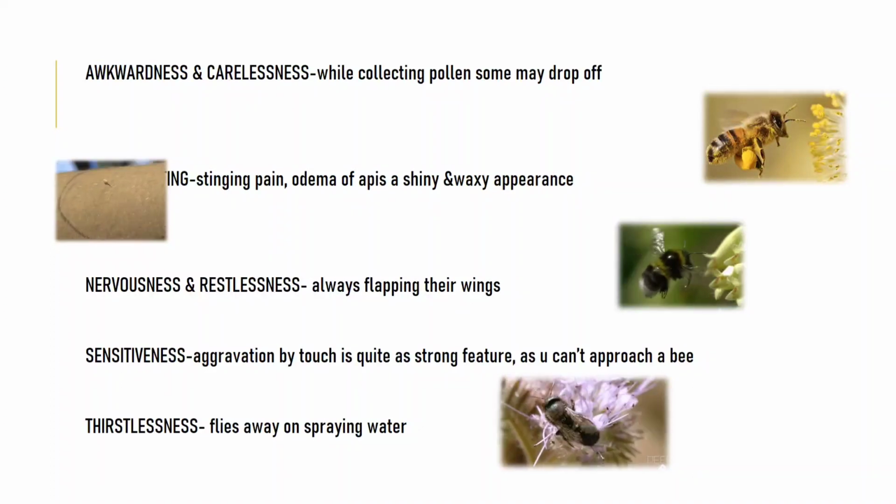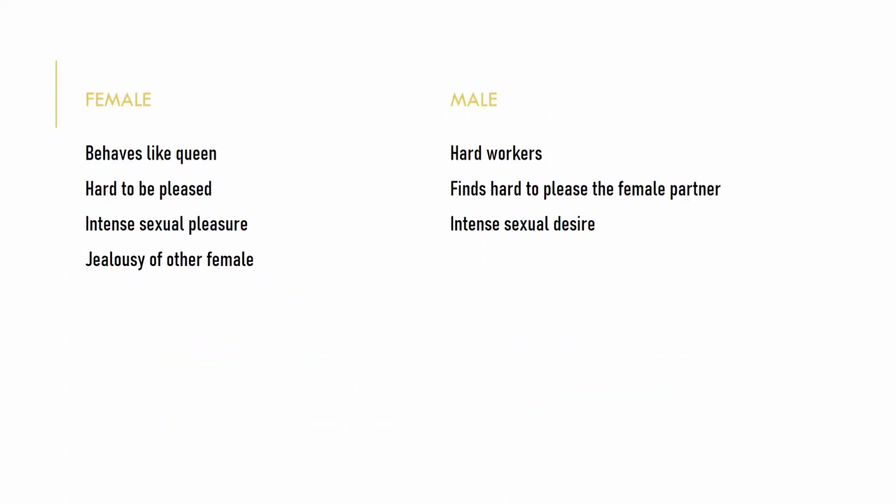Regarding the thirstlessness, you can see that when we spray water around the bees, they may fly off. So that is the case. And regarding the female Apis, the female behaves like a queen. They are very hard to please, and they have a very intense sexual pleasure. There is a jealousy of other females, so it's basically a dominant character.